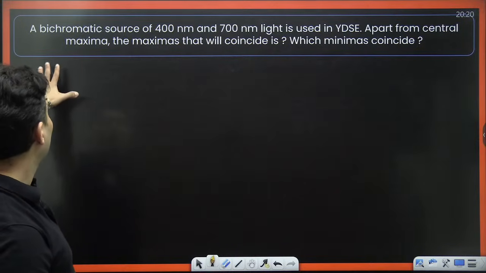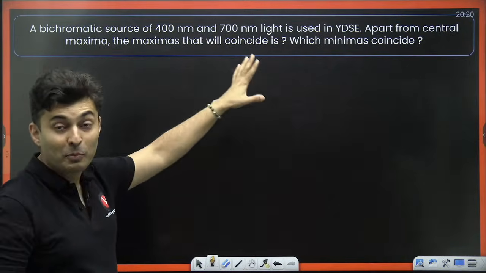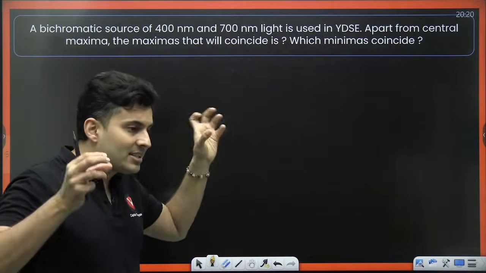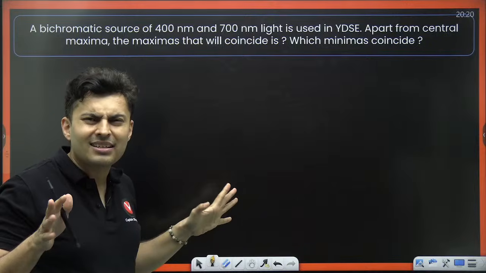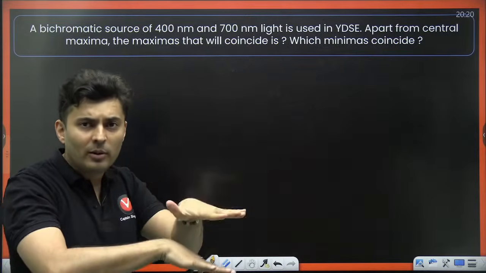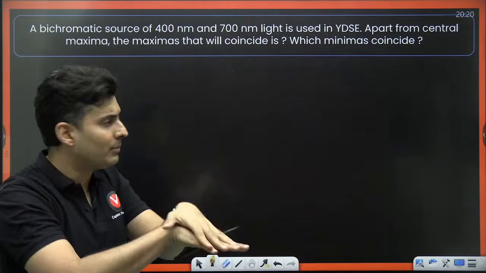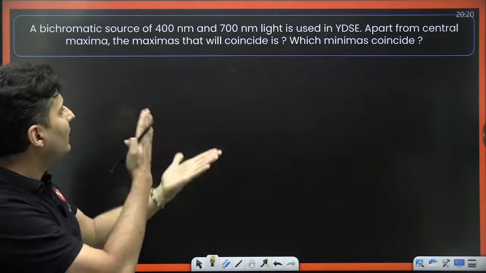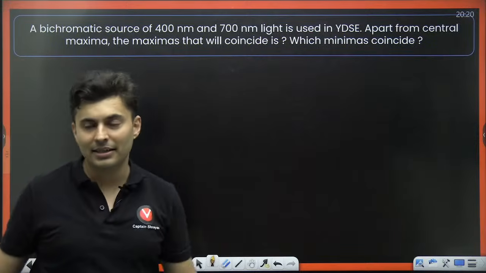Okay. So, beautiful question. A bichromatic source. Bichroma means two wavelengths are used. So each slit will have two colors. It's like 2 times you are performing YDSE and there is an overlap. Apart from the central maxima, the maximas that will coincide, the minimas that will coincide.